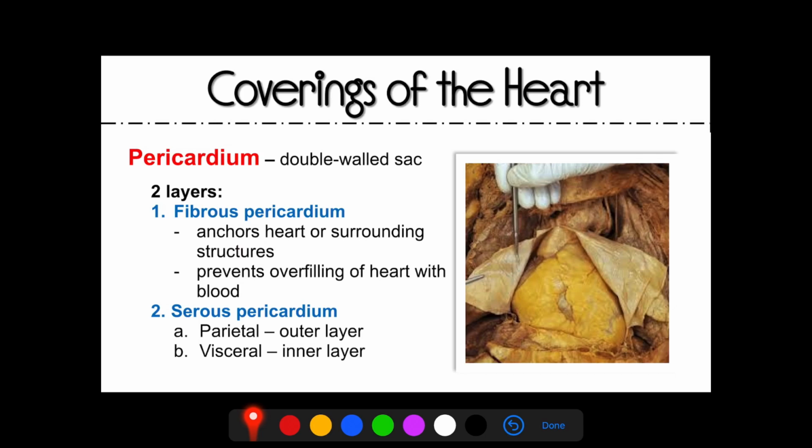And another one, we have the serous pericardium, which contains the parietal and the visceral layer. So this parietal layer, which is an outer layer, it lines the internal surface of the fibrous pericardium.